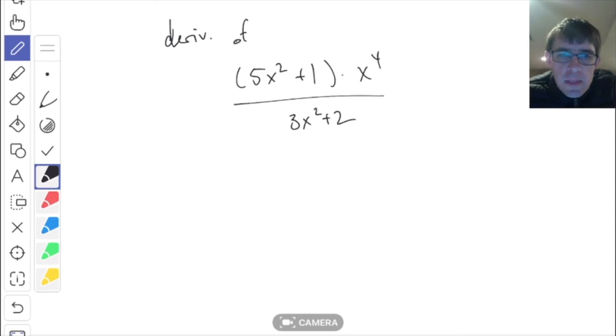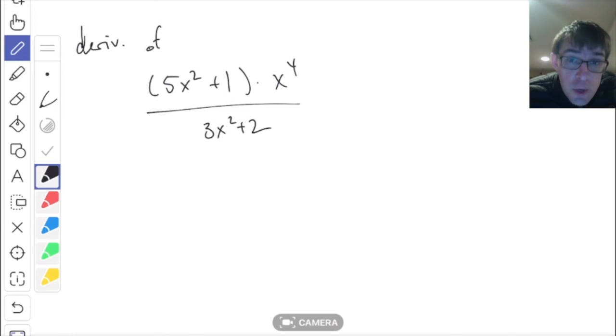One strategy that some people like is, just before doing the derivative at all, to do the multiplication on the top, which relieves you of ever having to do the product rule. You could just distribute the x to the 4 on top first, and then it'll be a simple quotient rule. Or you can try to do the whole thing at once. That's what I'm going to do.